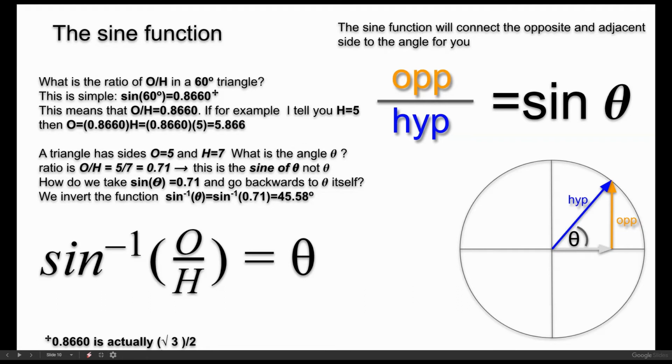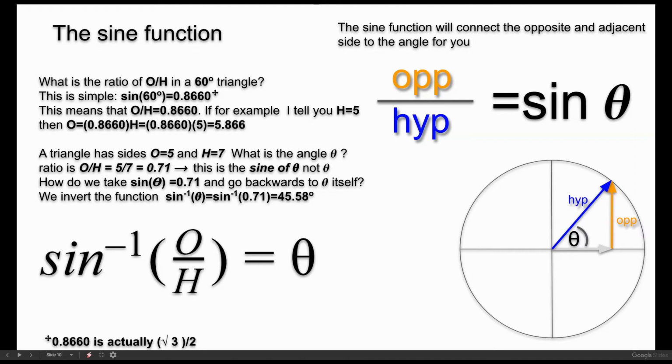If you press the sine key and your calculator literally displays on screen SIN and an open bracket, it's going to let you type the number in later. Most calculators still require you to type 60, press the sine button, and you will get this answer. This means that in a 60-degree triangle, the opposite over hypotenuse is 0.8660. What this is really telling you is that the opposite side is 86% the length of the hypotenuse.